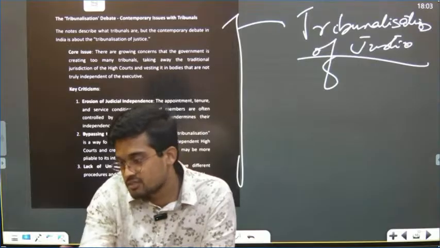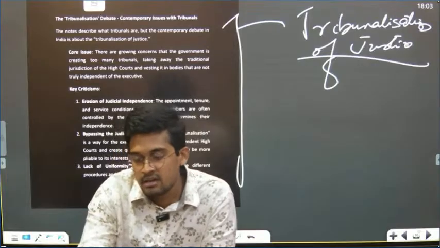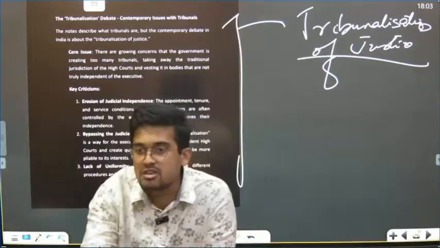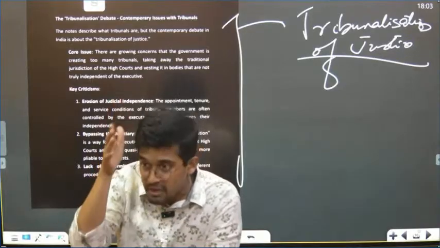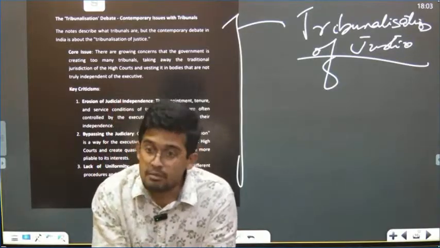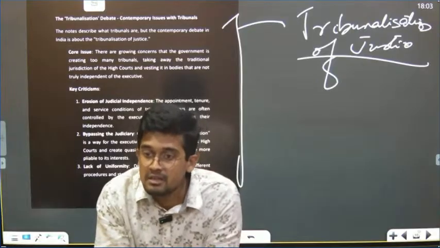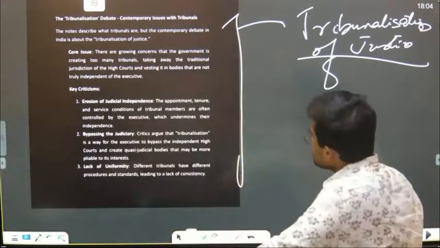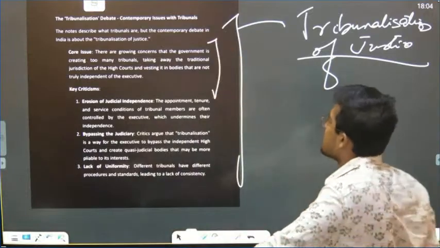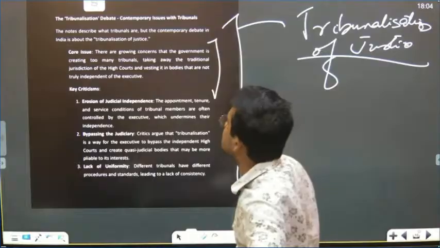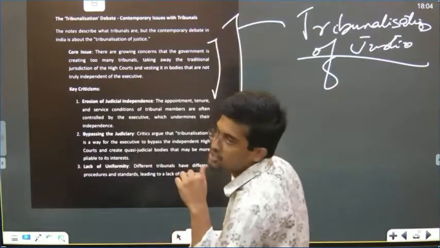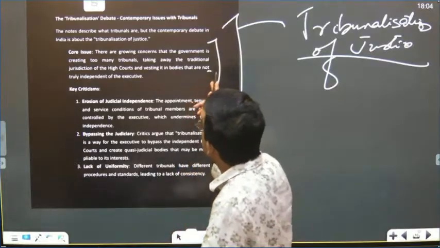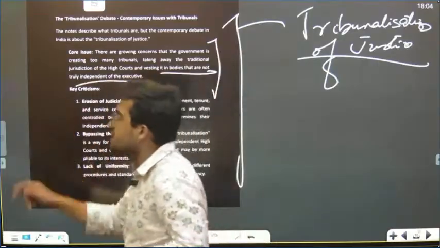So the administration is committing something and a senior administrator is judging it. That means the problem of internal accountability is coming. This is something that Henrik Feiner would not agree with. There are growing concerns that the government is creating too many tribunals, taking away the traditional jurisdiction of high courts and vesting it in bodies that are not truly independent of the executive.